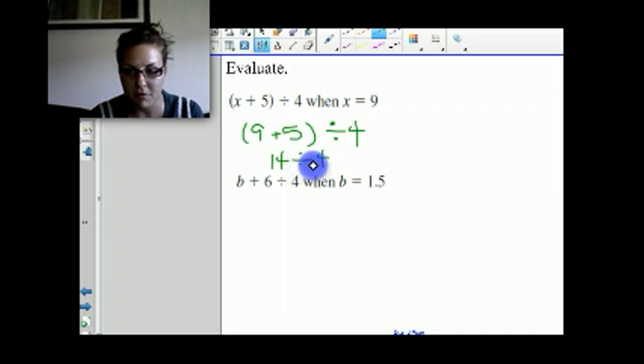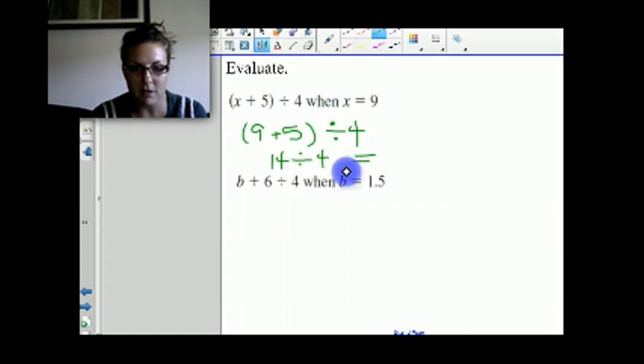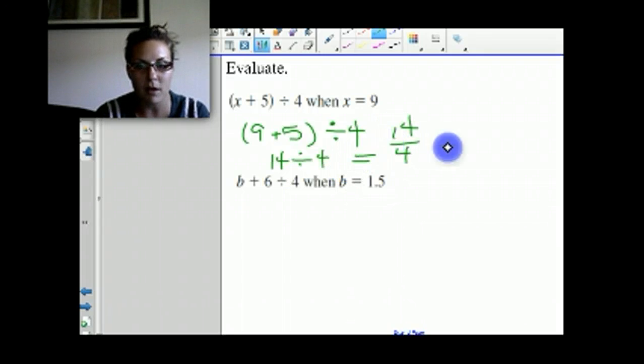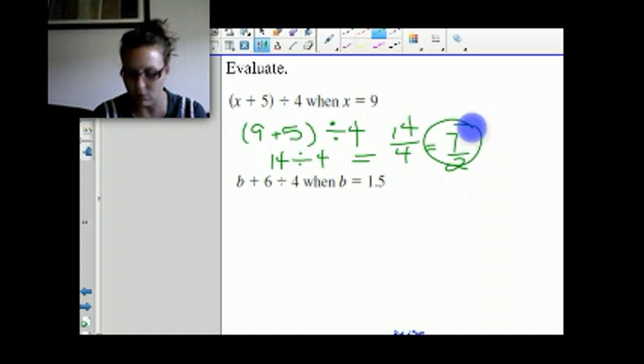You can get a decimal for that. A lot of you will prefer decimals. I'm a big fan of fractions. 14 divided by 4 can simplify into 7 over 2. If you decide to go with the decimal, whoa, circle. You would have gotten 3.5.